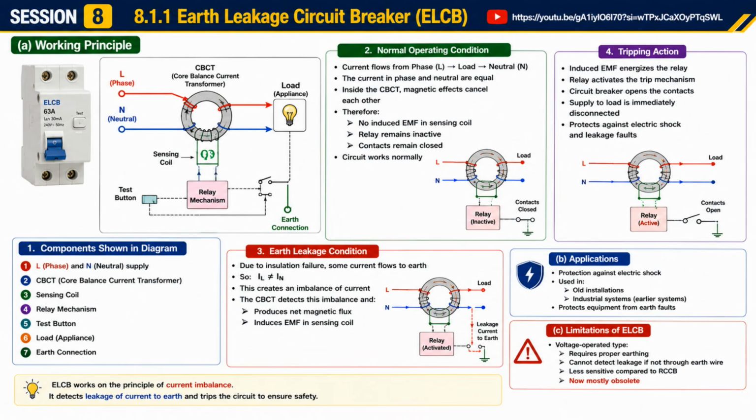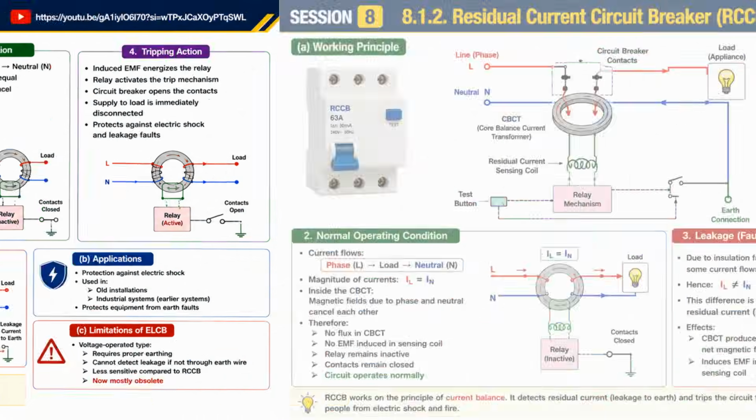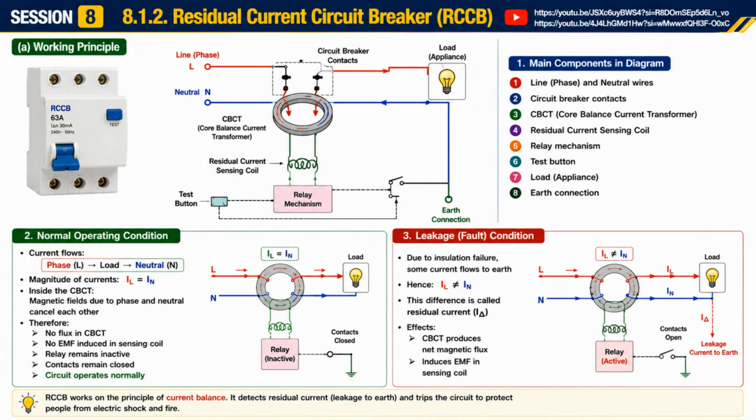Conclusion. The ELCB detects earth leakage current and quickly disconnects the power supply, ensuring electrical safety and protecting both people and equipment. Residual current circuit breaker, RCCB.